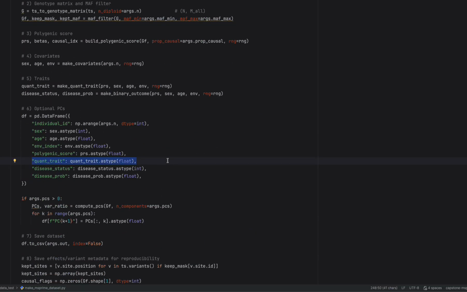I trained the regression models to predict quant trait, a continuous variable similar to height, blood pressure, or lung capacity, anything that is on a continuous scale, and the classification models on disease status, a discrete binary yes or no variable similar to whether or not you have type 1 or type 2 diabetes, celiac disease, or even color blindness.